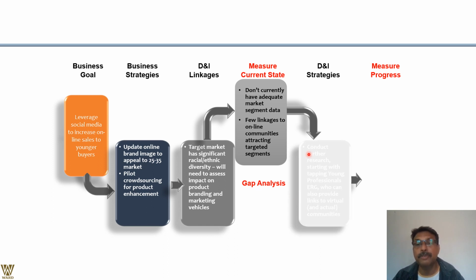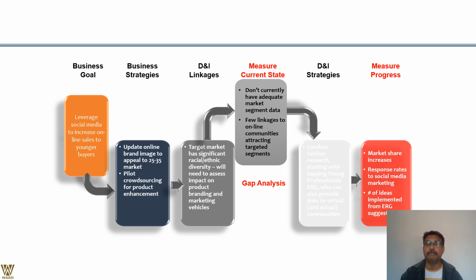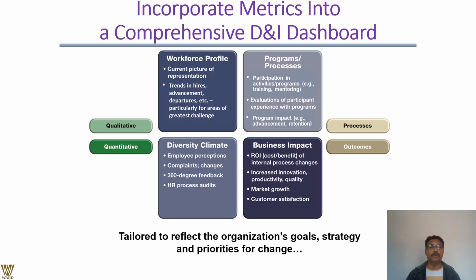What are we looking at here? We are trying to build up certain things that need to be understood. As far as my diversity strategy is concerned, we are talking to further researchers, starting with the young professional ERGs, which can also provide links to the virtual, probably the actual committees thereby, and that is what we should be looking at all together. So market share increases, response rates become faster, number of ideas implemented is much higher, as the case might be, and that is what we all strive towards.